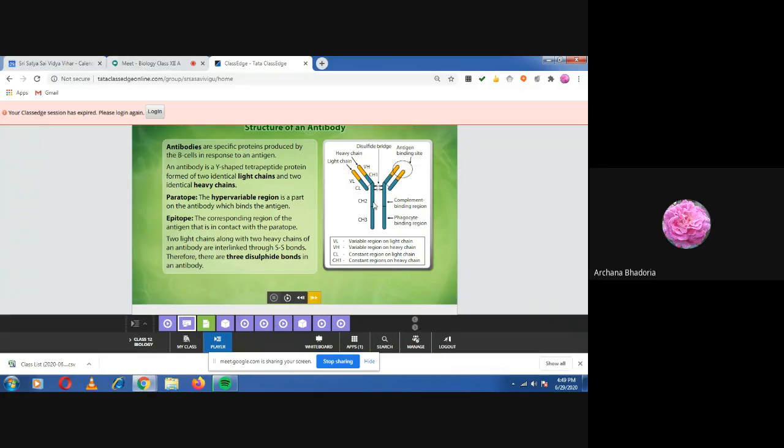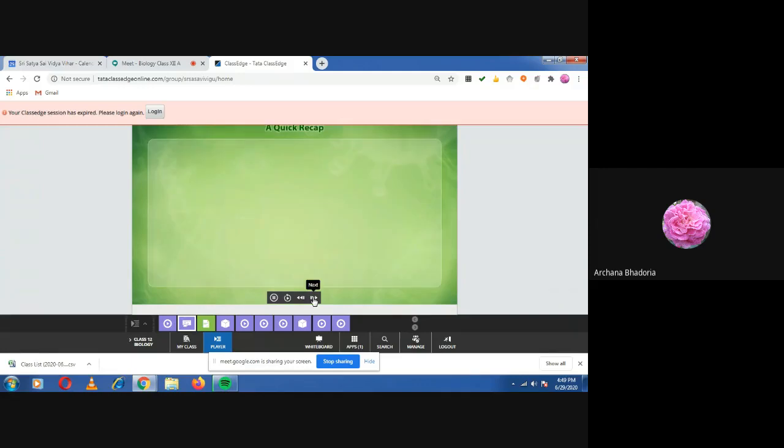So the same structure is given in your textbook also. Everyone will draw that antibody molecule in the notebook. And it is very, very important for your board exam. They ask just to draw the antibody molecule. Shall I take up the next one? Yes, ma'am. Okay, so recap done. I'll take up the next now.